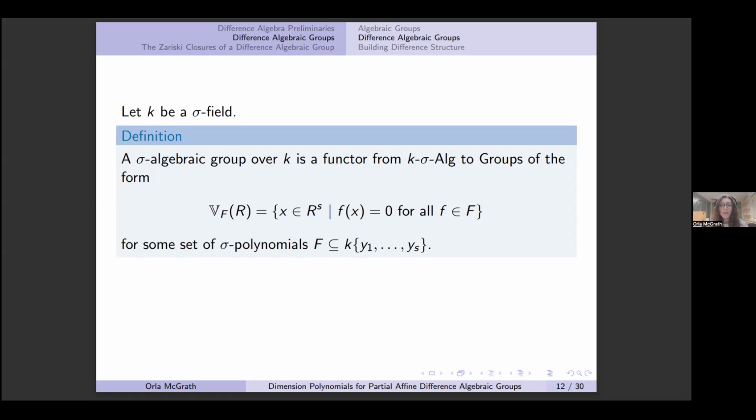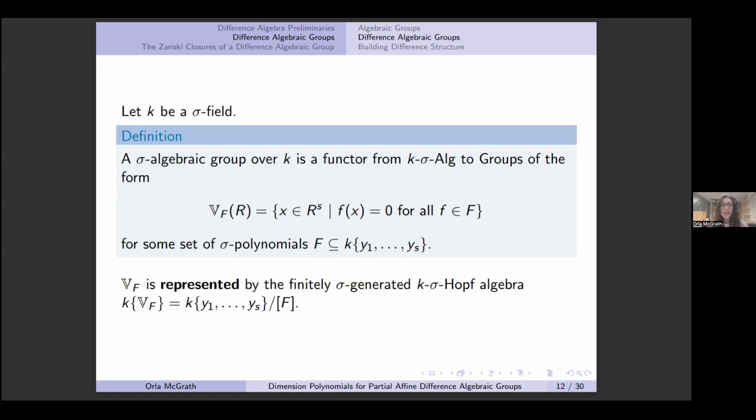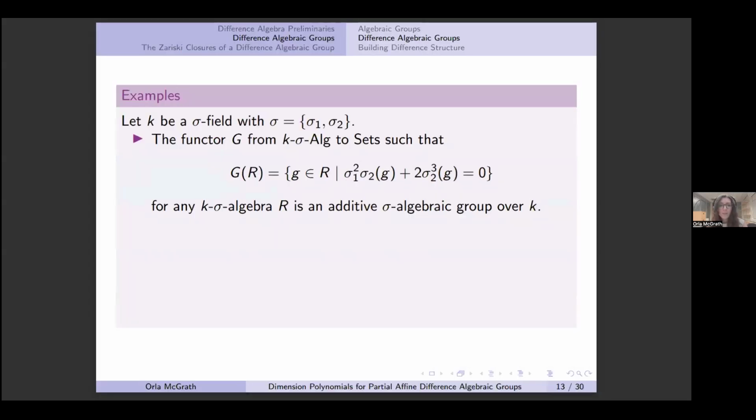So again, we have this group structure, which is reflected in Hopf structure. And we can consider the representing algebra, or the coordinate ring, for a difference algebraic group, which is now a finitely difference generated difference Hopf algebra. We'll use curly brackets to denote this one to show that we're working in the difference setting. So hopefully you're happy: an algebraic group is the zero set of polynomials, and a difference algebraic group is the zero set of some difference polynomials. We can see some immediate examples of this.